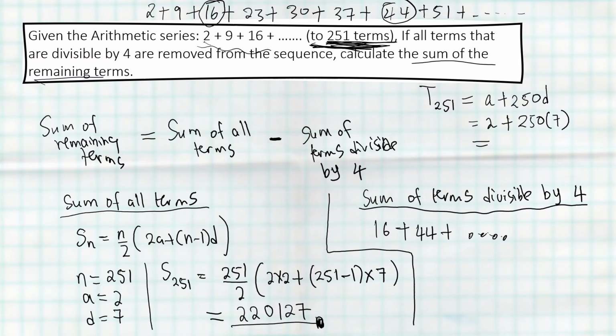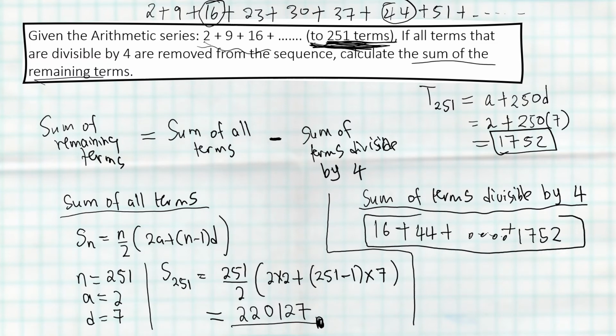So it's going to be 2 plus 250 times 7. Then my last term there will be 1752, right? So this is our last term on this sequence. Let's check whether this last term is divisible by 4. I'm just going to divide it by 4. Perfect, it's divisible by 4. It's also part of our sequence as the last term here, 1752. Can you see? So we are adding them up until then. So now we have extracted a sequence of terms that are divisible by what?